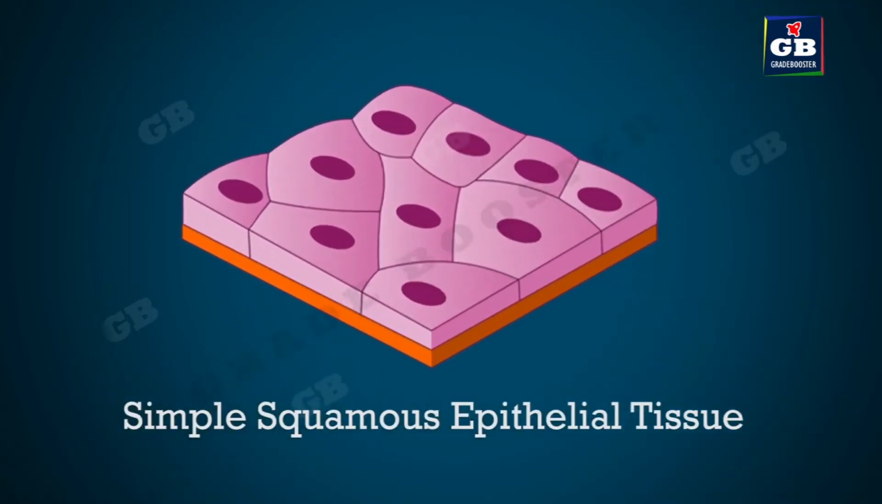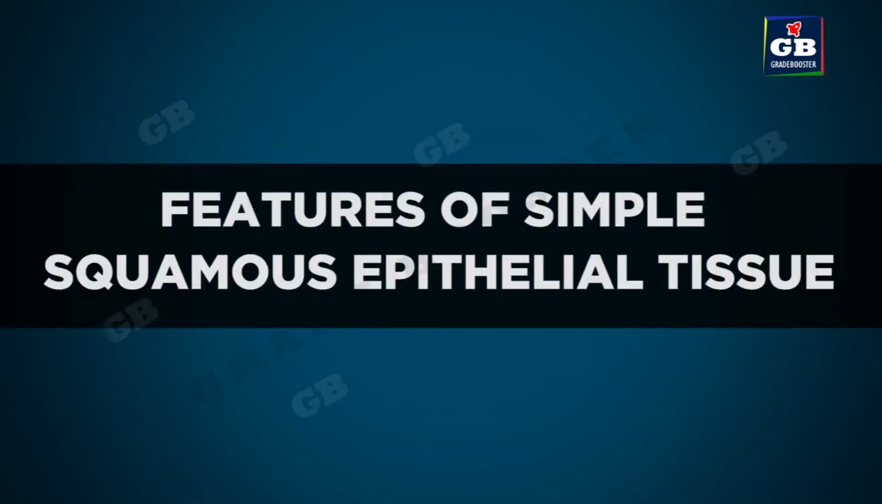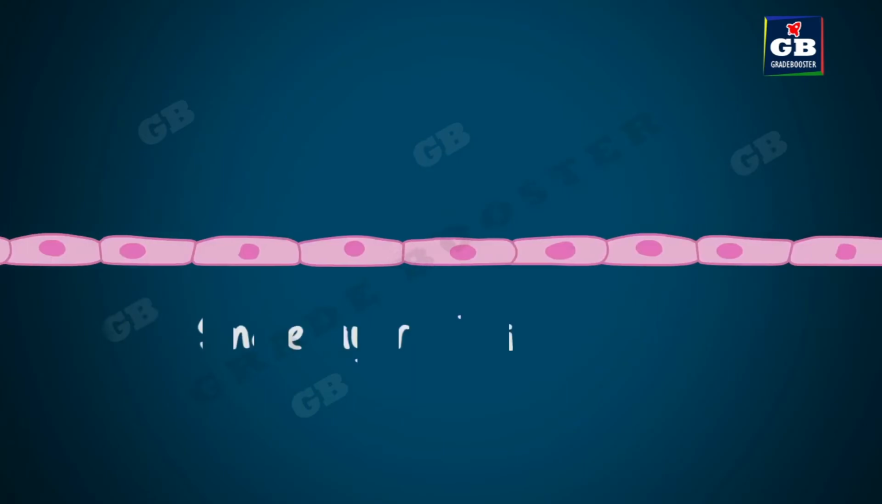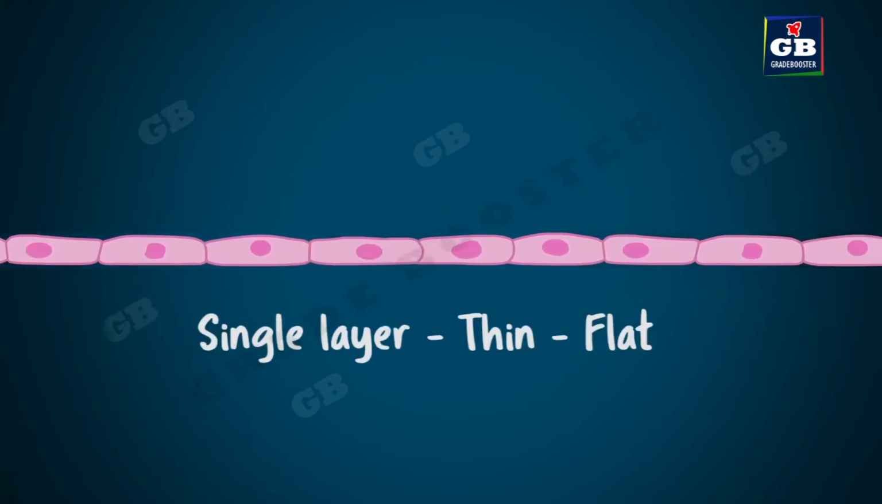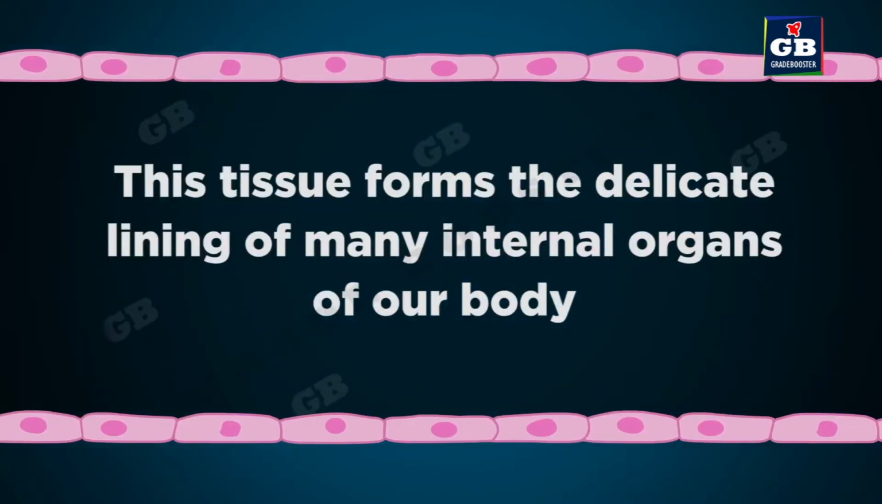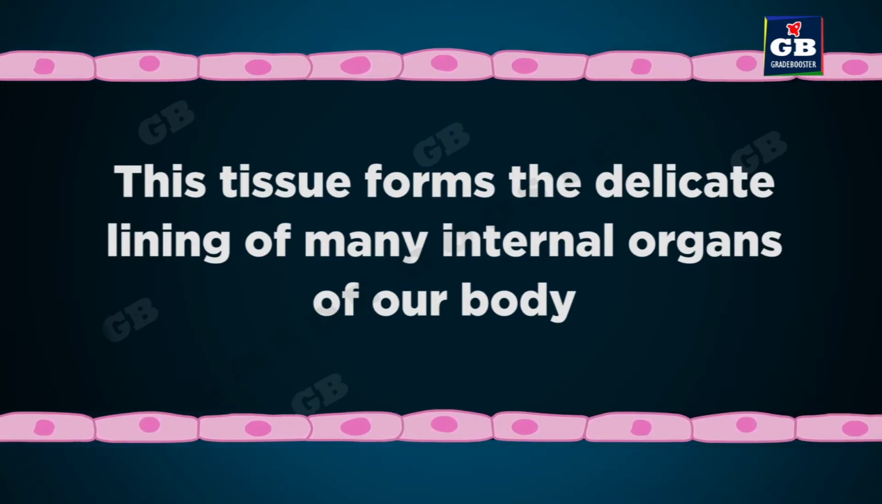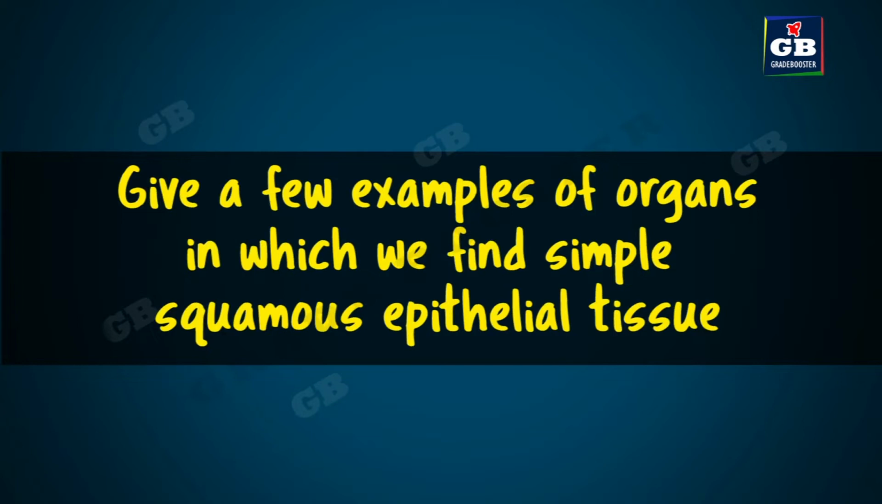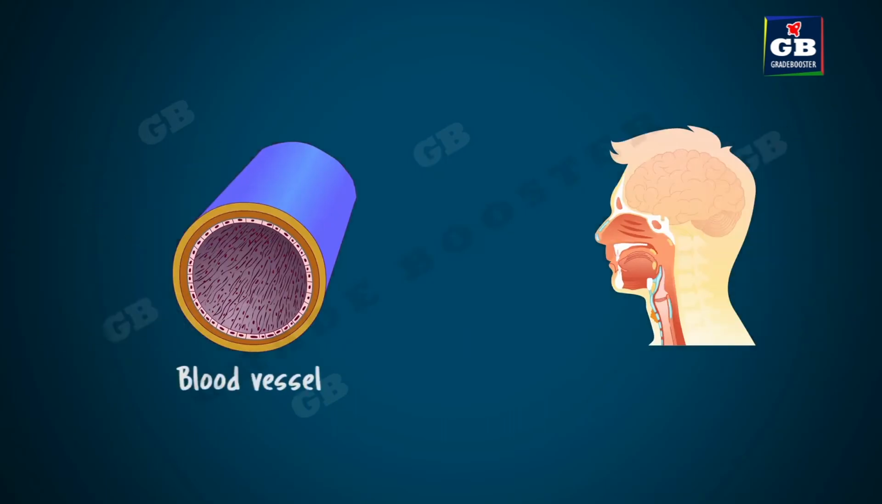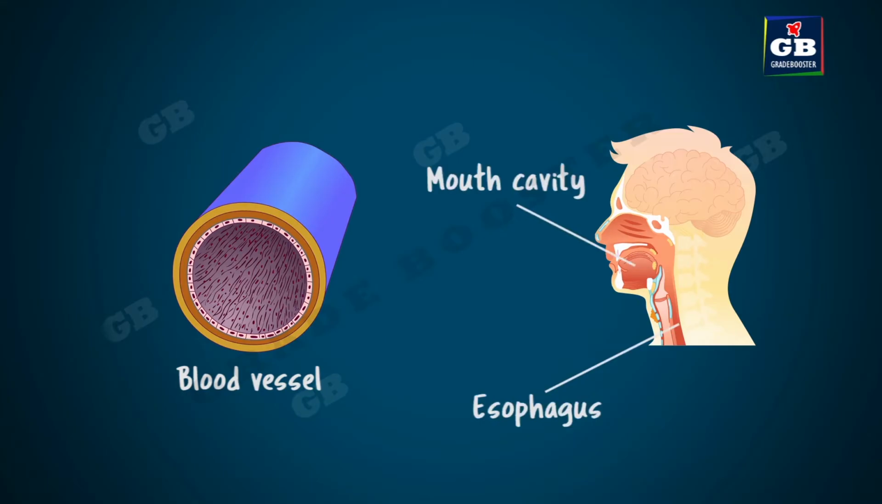The first one is simple squamous epithelial tissue. Let us see the features of simple squamous epithelial tissue. This tissue has a single layer of cells. These cells are extremely thin and flat. This tissue forms the delicate lining of many internal organs of our body. Can you give a few examples of organs in which we find simple squamous epithelial tissue? The lining of blood vessels and the lining of esophagus, lining of mouth are made of simple squamous epithelial tissue.